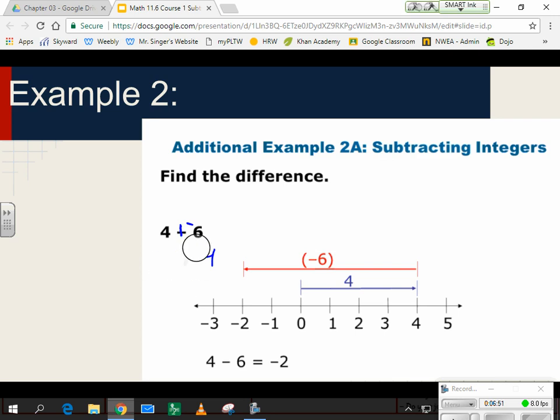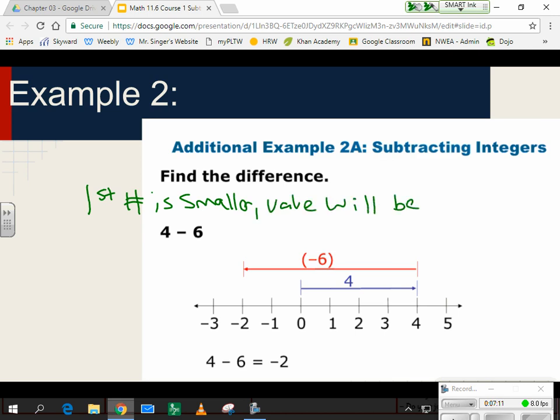So be aware whenever, if the first number, let's rewrite this as the first number is smaller, the value will be negative. So here's an example of how you see that. Okay. You can write this down if you want. We're going to move on to the next one so we can test this again.